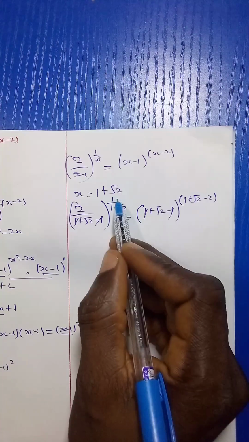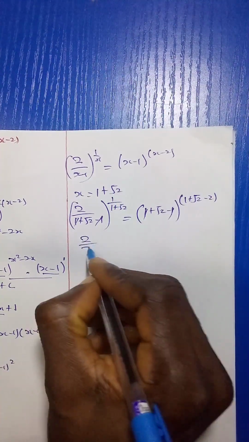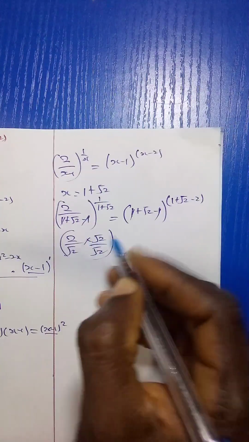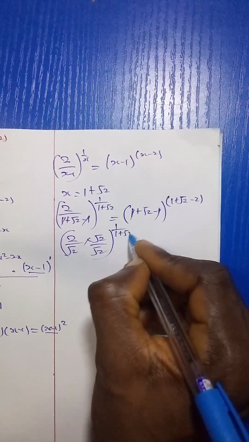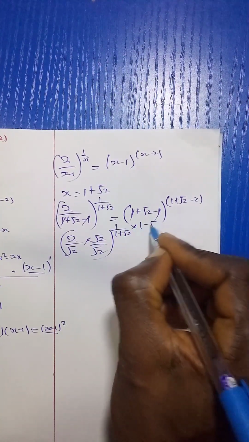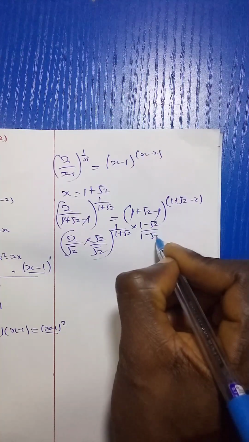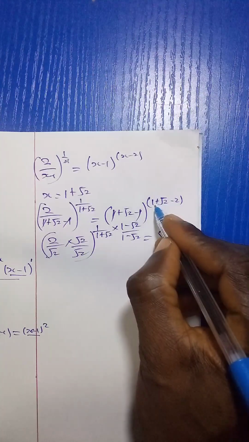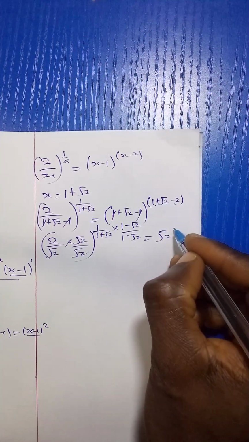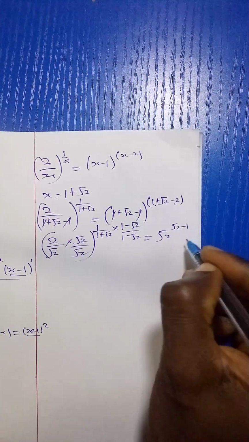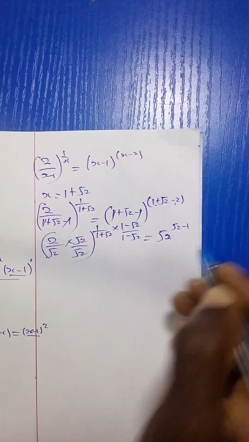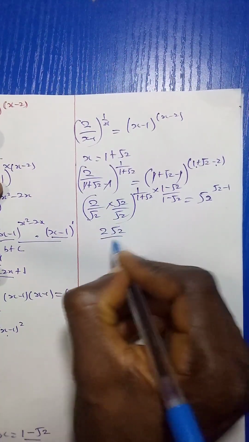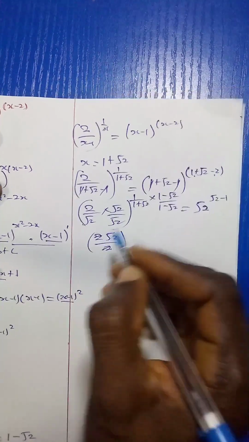I can rationalize this. So what we have here is 2 over root 2. Let us rationalize it as root 2 over root 2. In brackets, then 1 over 1 plus root 2. Let's rationalize this as 1 minus root 2 over 1 minus root 2, is equal to root 2 remains here, and we'll have 1 minus 2 is minus 1. So I have root 2 minus 1 here. Remember, this is the power. Now, if I multiply, this is 2 root 2 over 2, where this and this will cancel.